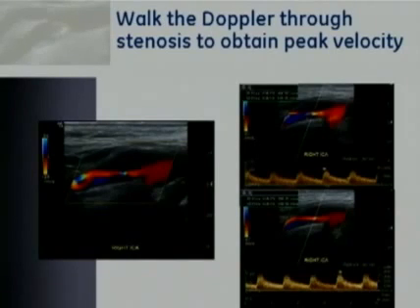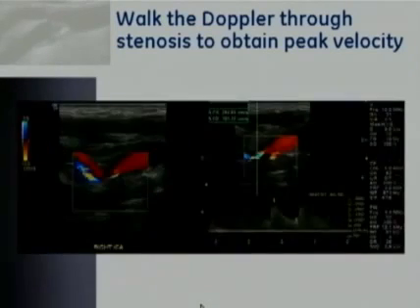Once I'm comfortable that I've obtained the peak or maximum velocity within that stenosis, I take a hard copy reading and document, and here's the peak velocity. It's nearly 400 centimeters per second in systole and well over 100 centimeters per second in diastole.